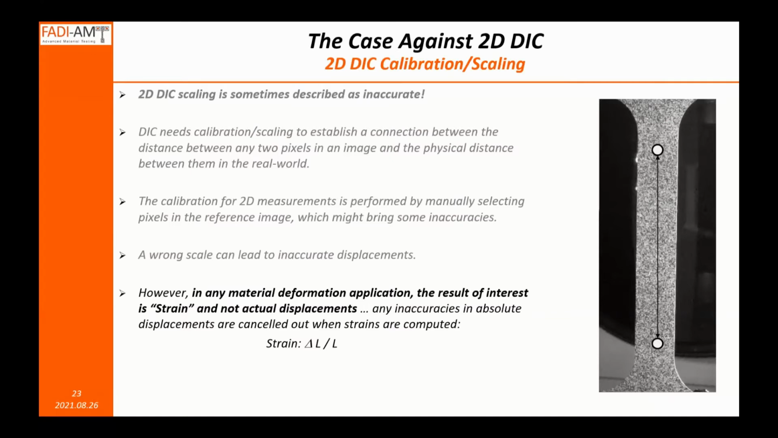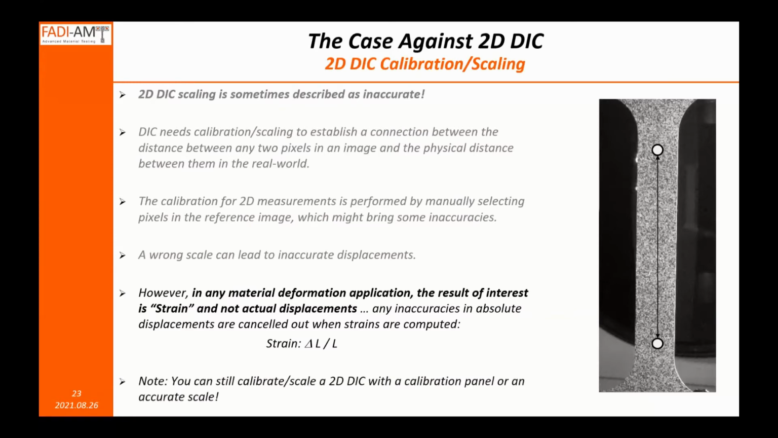And to demonstrate that, we will talk about how we do our scaling and what kind of results we get with it to try to address some of these issues. Because ultimately, like I said, strain is a delta L over L. So even if you have inaccuracy in the scaling, how much does that translate into with regards to the amount of error that is in your measurement?